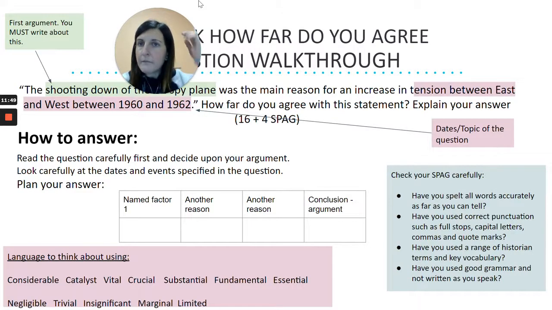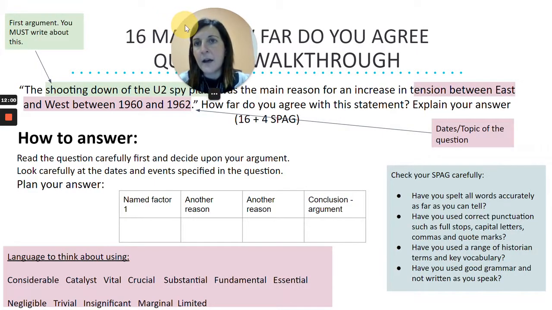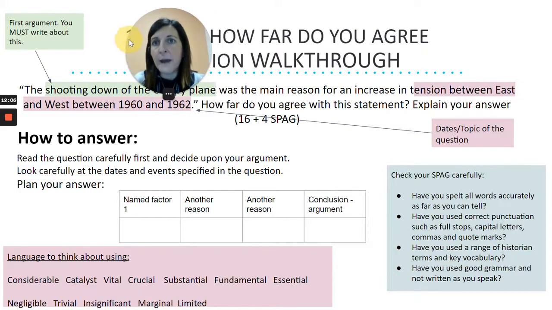Explain your answer. So there are 2 things that you need to make sure that you highlight and draw your attention to once you open the paper and look at this question. The first thing is that whatever the examiner has highlighted as the first factor, you must write about that. Your first paragraph must talk about that particular incident. Secondly, what are the dates and topic that your focus of your answer must be on? In this case, it's tension between 1960 and 1962. So I cannot write, for example, about the crisis over Berlin in 1948. I wouldn't get any marks for that.